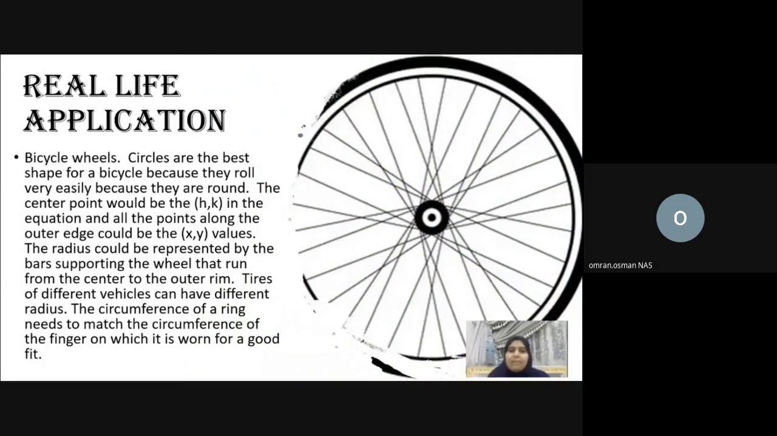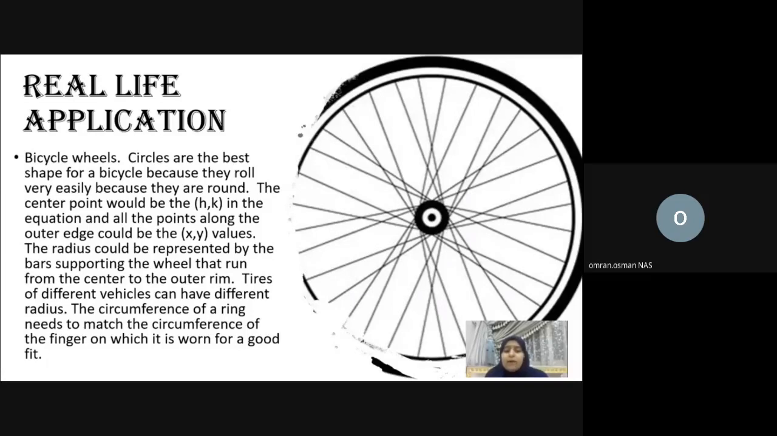Another real-life example of the application is bicycle wheels. Circles are the best shape for a bicycle because they roll very easily, and the center point would be h and k. In the equation, all the points along the outer edge would be x and y values. The radius could be represented by the bars supporting the wheels that run from the center to the outer rim. Tires of different vehicles can have different radii.